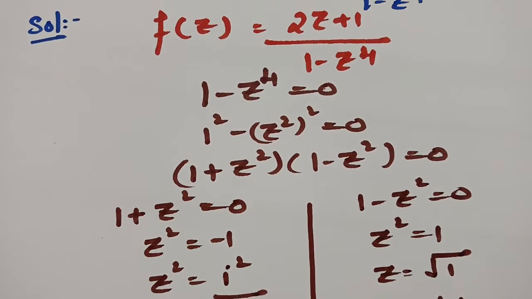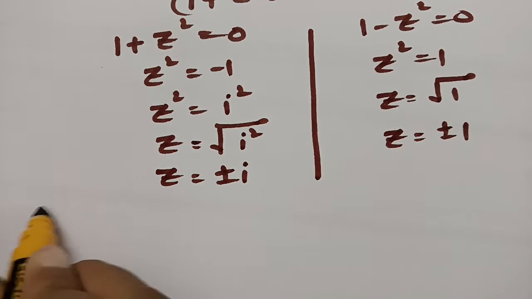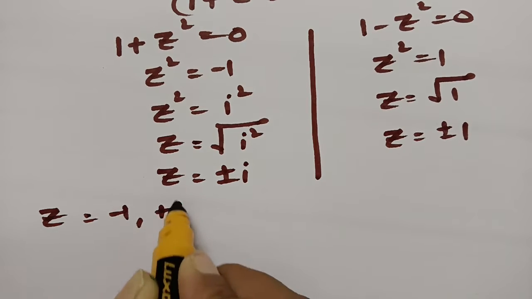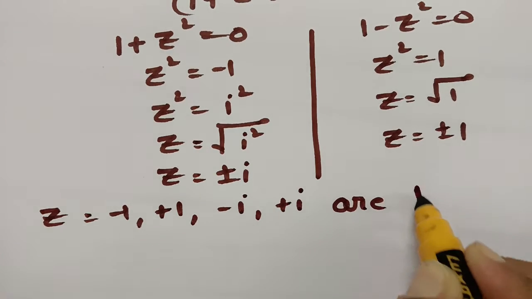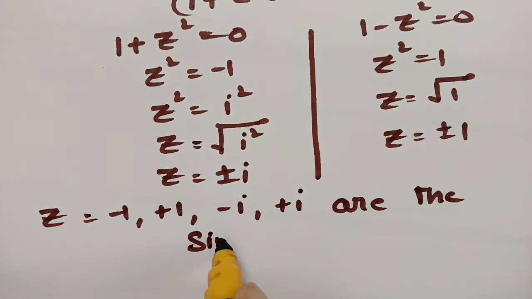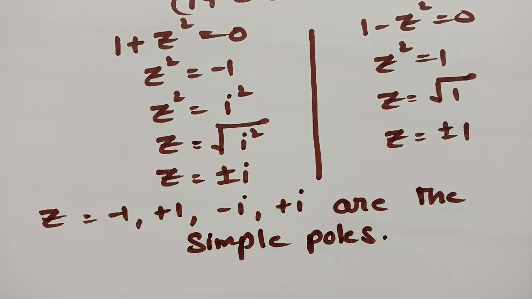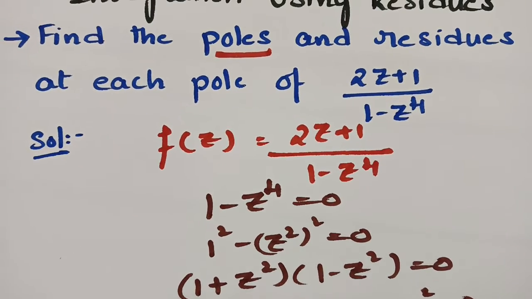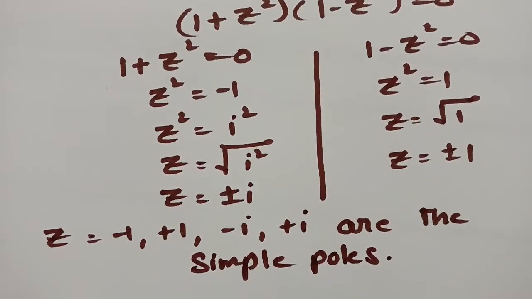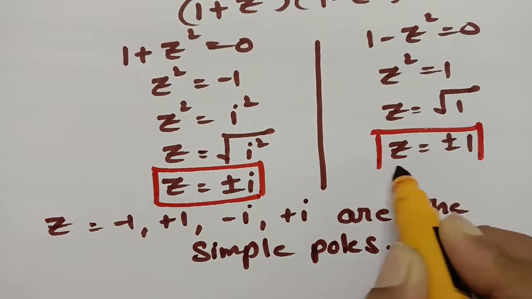As it is of power 4, we got the 4 pole values as z = -1, +1, -i and +i. These are the simple poles. Now we have to find out the corresponding residue values. For finding the residue values, here is a formula. Our pole values are ±i and ±1.